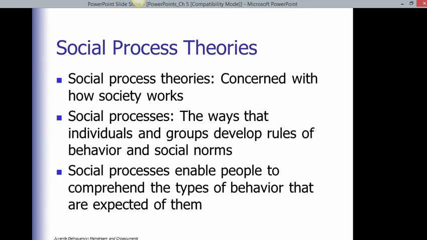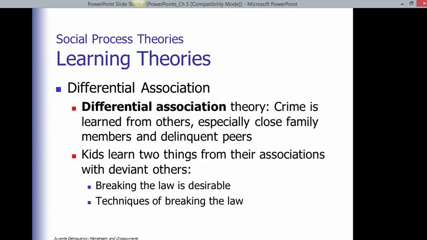Social process theories. Social process theories are concerned with how society works. Social processes are the ways that individuals and groups develop rules of behavior and social norms. Social processes enable people to comprehend the types of behavior that are expected of them.